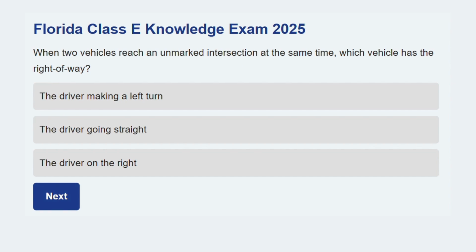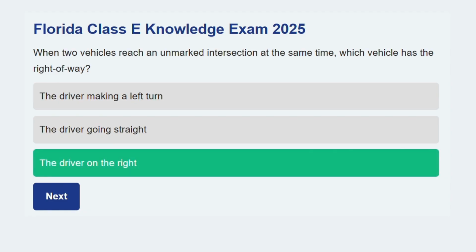When two vehicles reach an unmarked intersection at the same time, which vehicle has the right of way? The driver on the right. The driver on the right has the right of way at an unmarked or uncontrolled intersection.